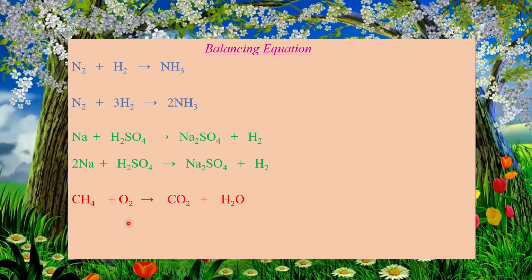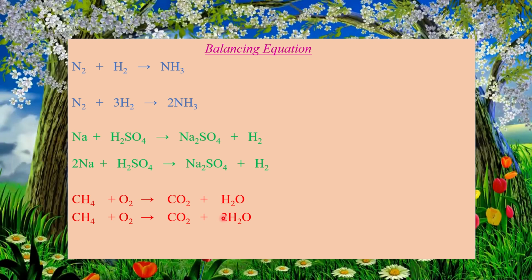So carbon is equal on the reactant side and product side, but hydrogen and oxygen both should be balanced. Now dear students, here oxygen 2 and 3 is difficult to balance, so at first we will balance hydrogen. There are 4 atoms of hydrogen and 2 atoms of hydrogen. So if we multiply by 2 here, if we write 2 molecules of water, then the hydrogen will be balanced. So we will write 2 here.